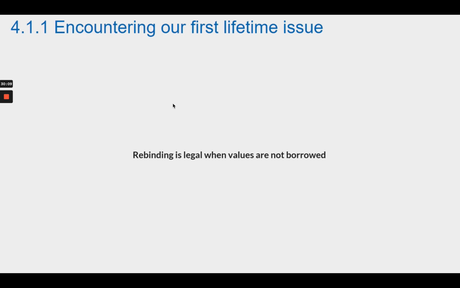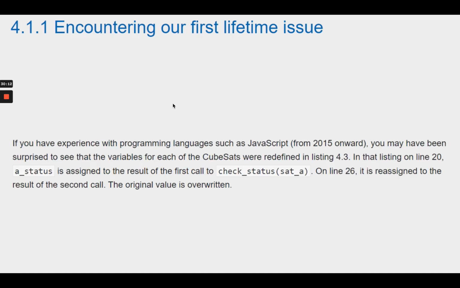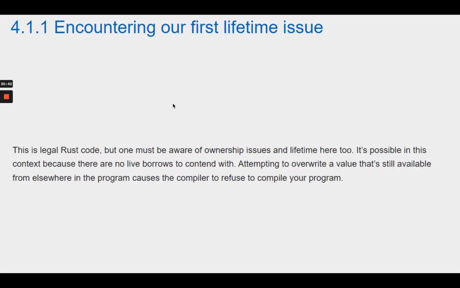Rebinding is legal when values are not borrowed. If you have experience with programming languages such as JavaScript from 2015 onward, you may have been surprised to see that the variables for each of the CubeSats were redefined in listing 4.3. In that listing, on line 20, a_status is assigned to the result of the first call to check_status of sat_a. On line 26, it is reassigned to the result of the second call. The original value is overwritten.